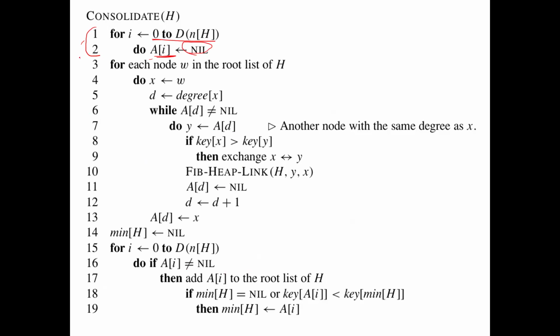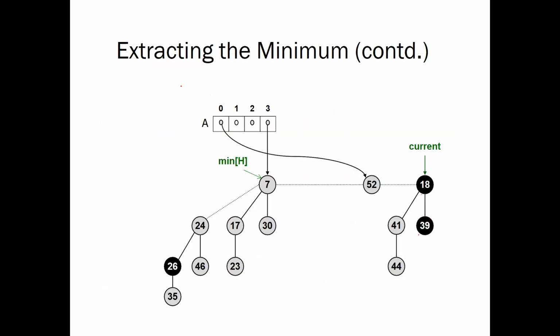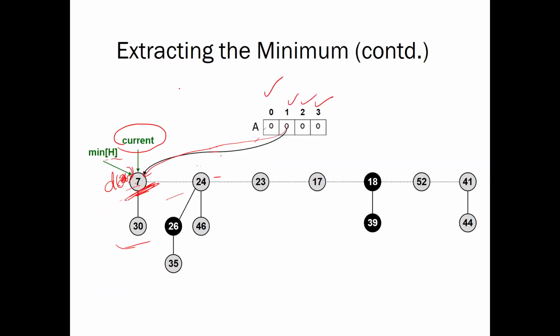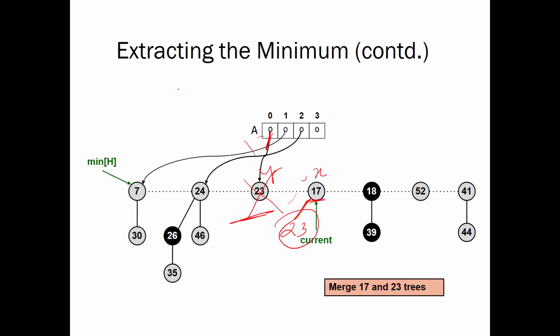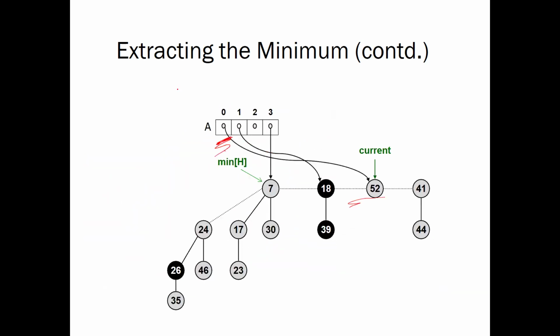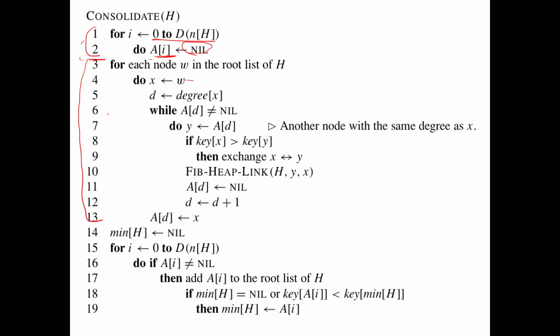Okay. Now you have a for loop from here till line number 13. What does this for loop do? For every node W in the root list. See, you have a current pointer and you move through every node in the root list like this, one after another. So that is the for loop that is given here.